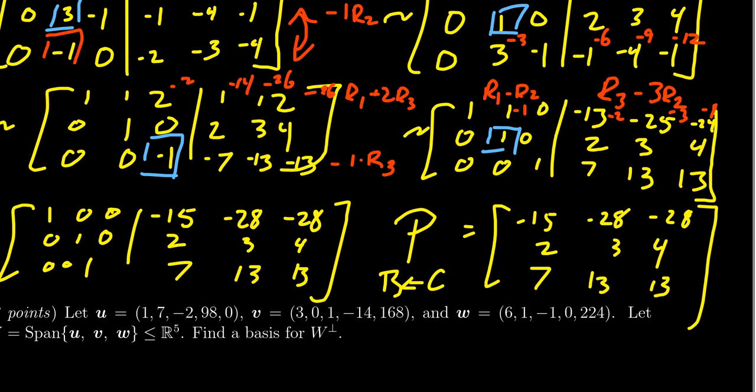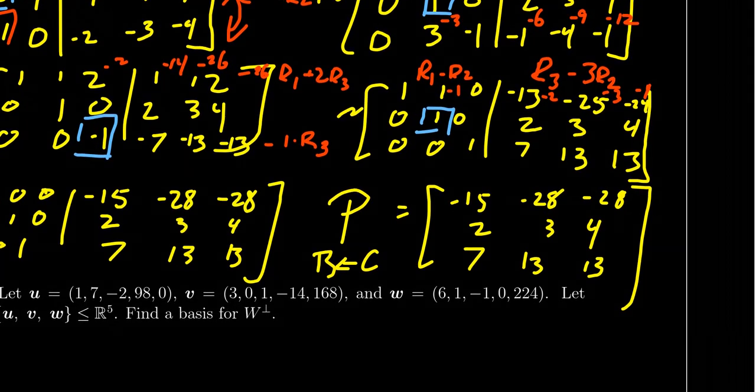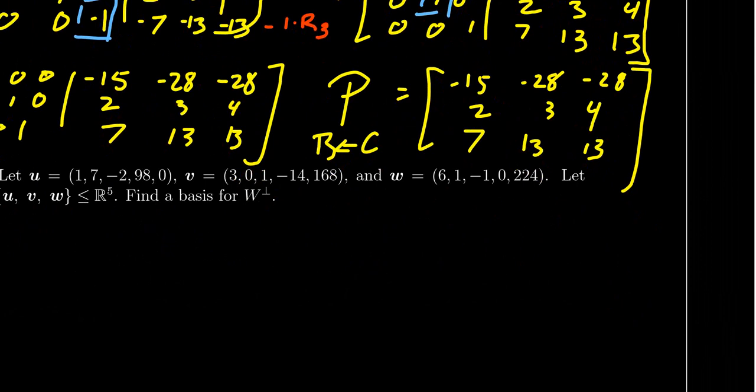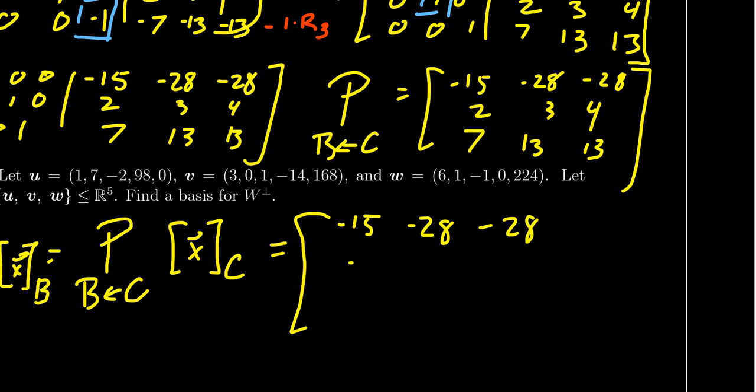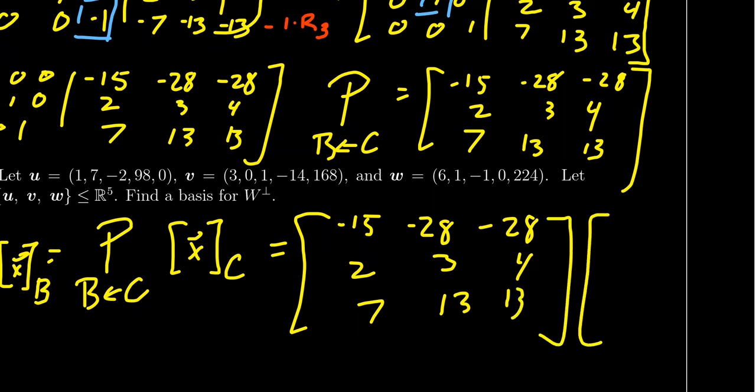The second part of the problem is we then had to compute the change of coordinates there, right? So we had the vector x_C. If you multiply it by the change of basis matrix, that'll convert it into B coordinates, which is what we're looking for. So let's multiply this matrix, negative 15, negative 28, negative 28, 2, 3, 4, 7, 13, 13, by the coordinate vector, which with regard to C coordinates was 1, negative 1, 1, remember.